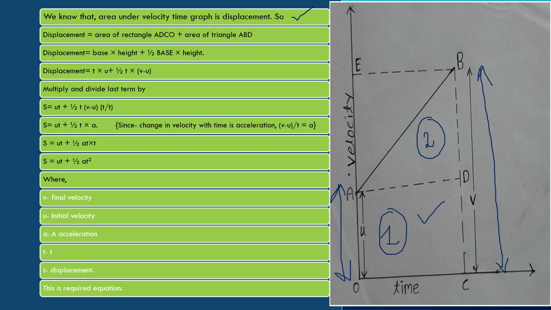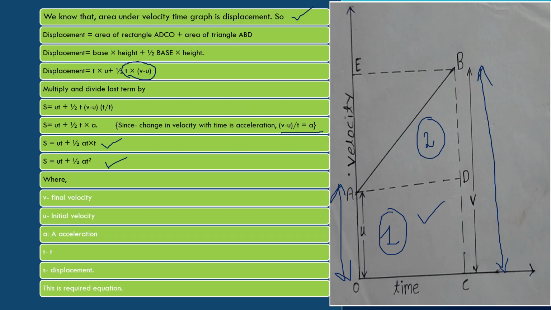So you multiply it and divide the last term by t, and when you open the bracket, you will get s is equal to ut plus half t into a. Now for v minus u upon t, we have substituted what? a, because that is acceleration, right? v minus u upon t is equal to a. So when you substitute this value, what do you get? If you see it on the screen, children, s is equal to ut plus half at into t. So the final equation, when you rearrange it, is s is equal to ut plus half at square.